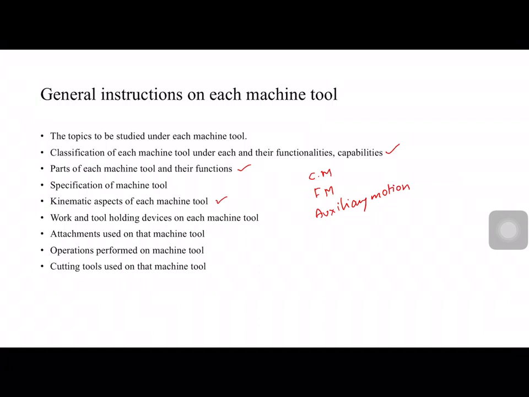In order to do that, there is some kinematic structure required in the machine tool. That is the belt pulley connection or high speed gearbox or chain drives. What are all the kinematic structures which are required in order to create this cutting motion? That is what you need to understand.